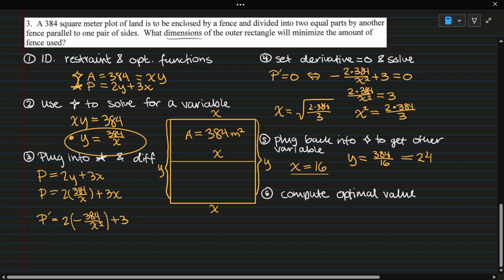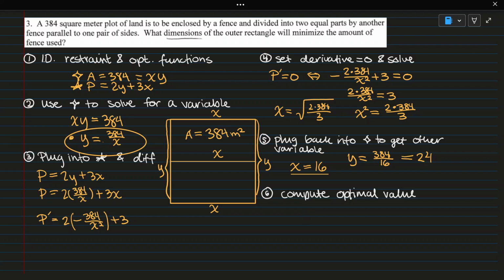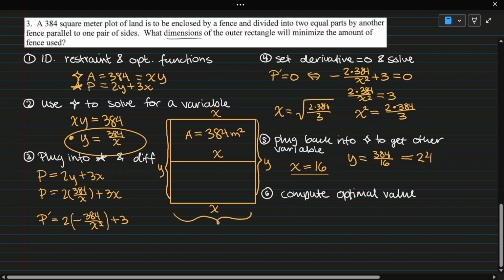So the question is asking what dimensions of the outer rectangle will minimize the amount of fence used. Recall that our width here is x. So x is equal to 16 and our height is going to be y equals 24. So our optimal dimensions are 16 by 24.